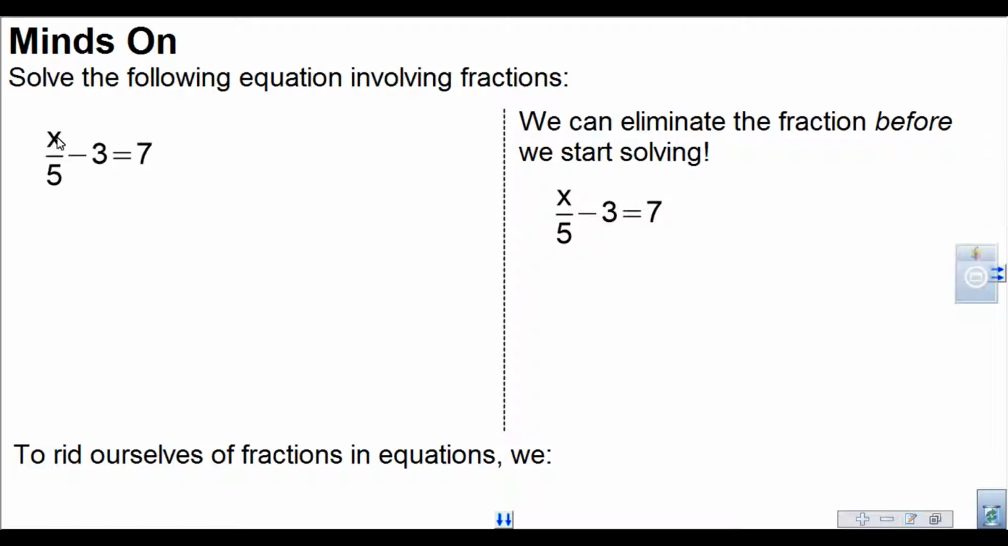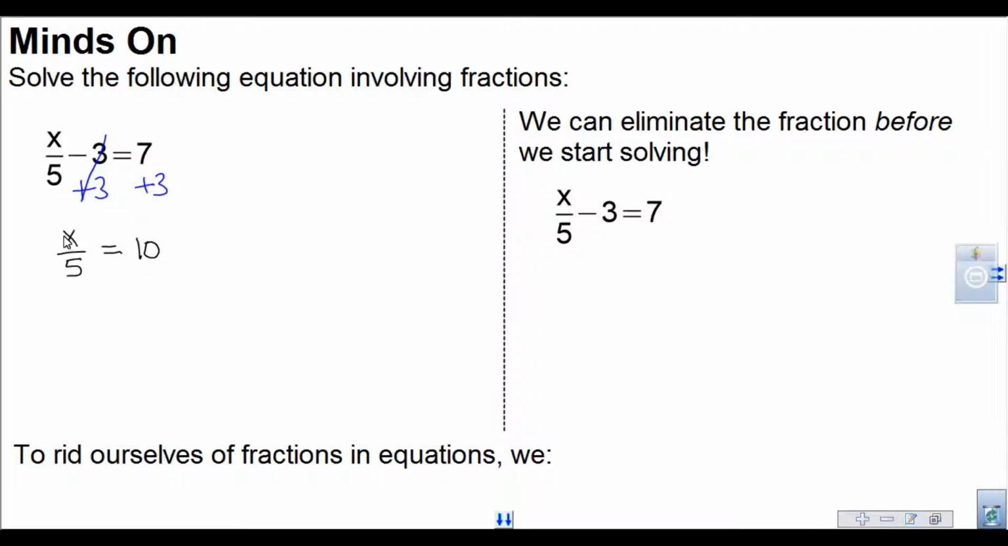We have an equation x over 5 minus 3 is equal to 7. Now normally what we do is we want to eliminate whatever is adding or subtracting with the variable first. So that's what we'll do. I see x is being subtracted by 3, so we're going to add 3 to both sides. So the 3's here will cancel out, leaving us with x over 5 is equal to 7 plus 3 makes 10.